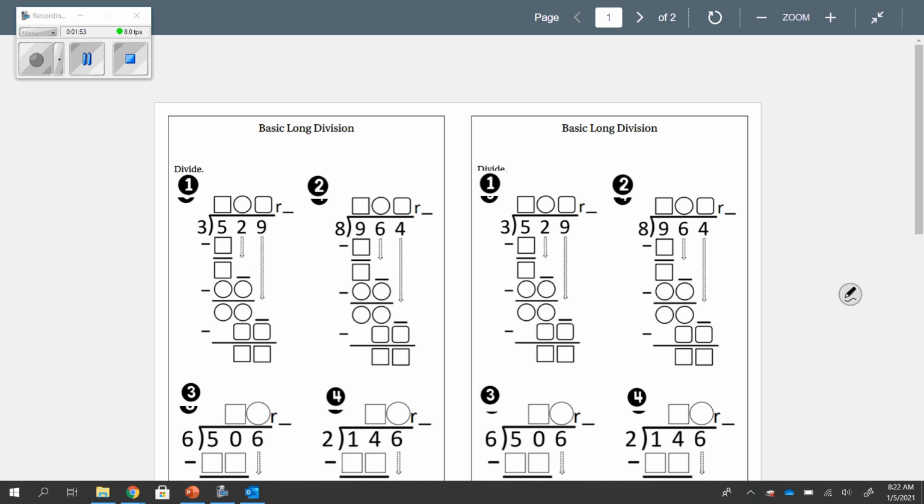Moving on to the next one. I'm actually going to change color so it's easier to see. We'll do red. All right. Number 2, we have 964 divided by 8. We go one at a time. How many times does 8 go into 9? That's one time. All right, 1 times 8 is 8. 9 minus 8 is 1. Bring that 6 down. How many times does 8 go into 16? Exactly 2 times. 2 times 8 is 16.